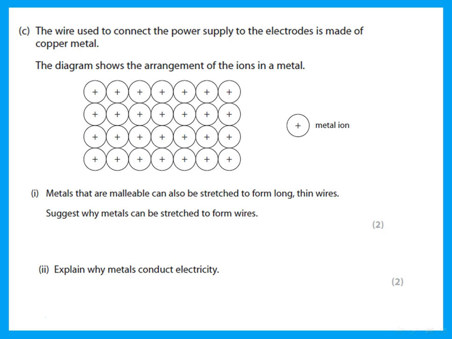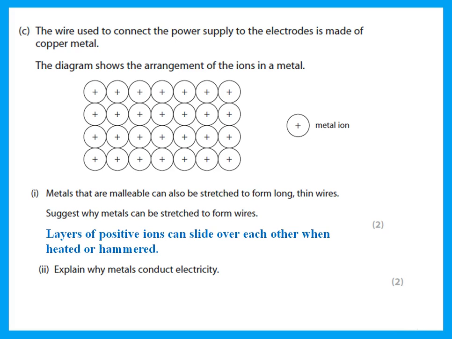The wire used to connect the power supply to the electrodes is made of copper. He has the diagram of a metal. Metals that are malleable can also be stretched to form long, thin wires. So just why metals can be stretched. We said, remember, that metals are malleable and ductile. Why are they malleable and ductile? Because the layers of positive ions can slide over each other when heated or hammered.